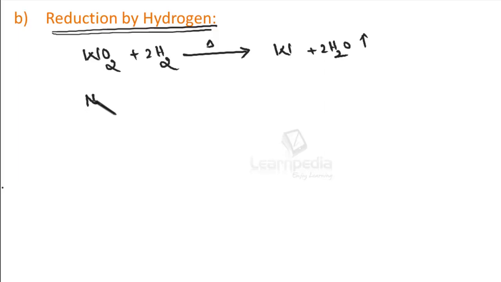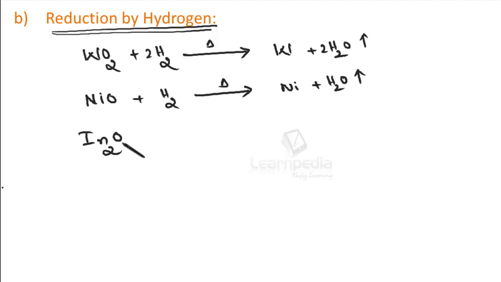Similarly, when we take nickel oxide NiO and reduce it with hydrogen by heating, it gives nickel metal, and water is formed, which goes off. We also have indium oxide In2O3. When reduced with hydrogen, it gives indium. The metal becomes free from its oxide and water is lost.